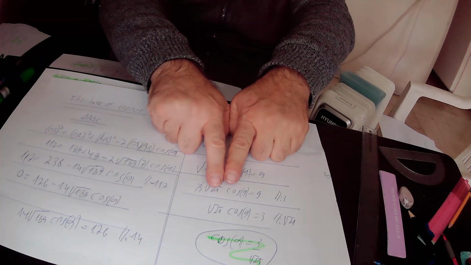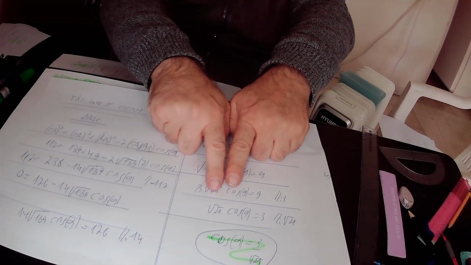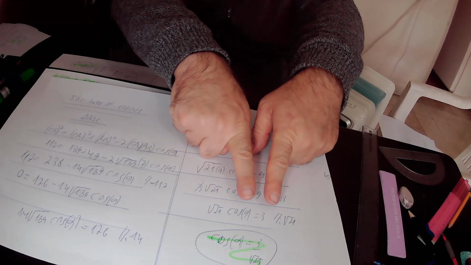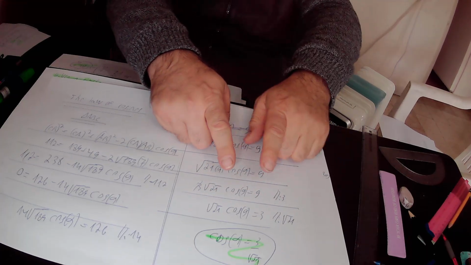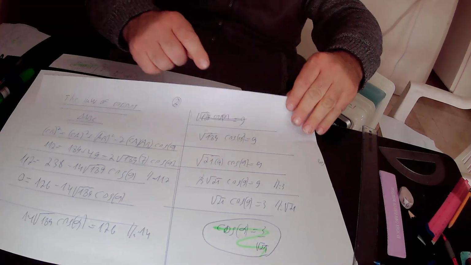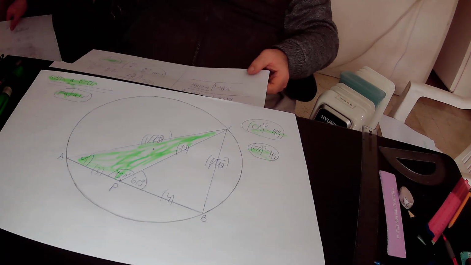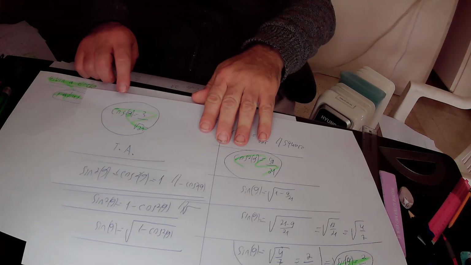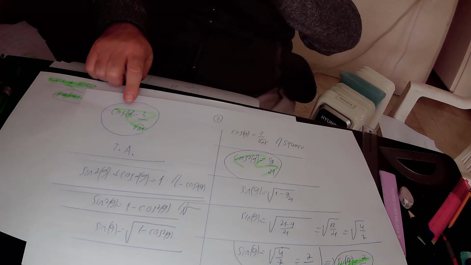Here we divided this equation by square root of 21. So on this side of the equation we have cosine alpha equals 3 over square root of 21. So again, cosine alpha equals 3 over square root of 21.